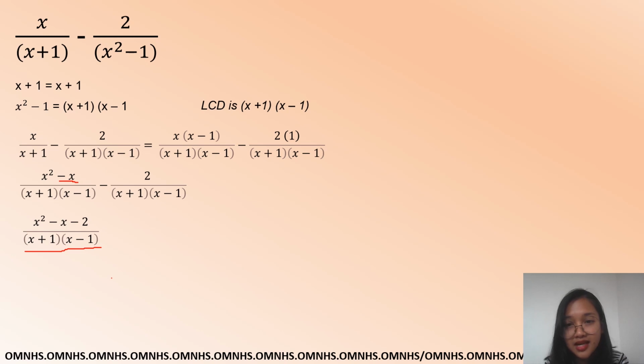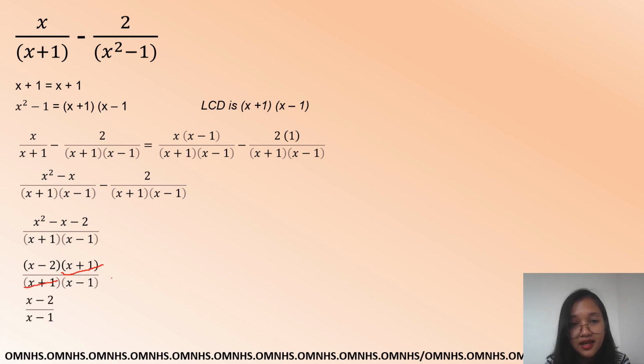So, the x squared minus x minus 2 can be factored further. So, its factor is x minus 2 times x plus 1. Because negative 2 times 1 is negative 2. And negative 2x plus 1x is negative x. So, as you can see here, the common factor of the numerator and denominator is the x plus 1. So, we have something we can cancel. And that is the x plus 1. So, our final answer is x minus 2 all over x minus 1.